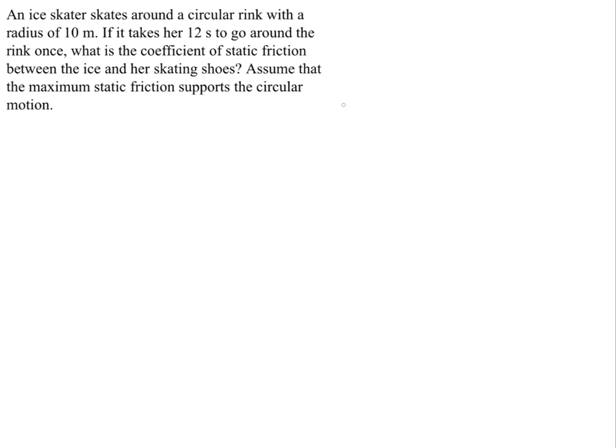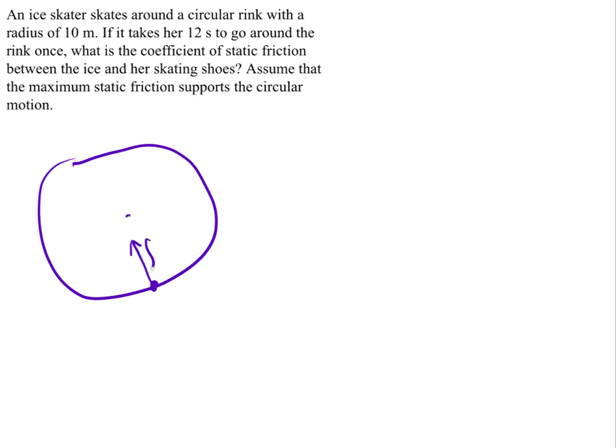So, if I draw this, it will look something like this. With this being the ice rink, this being the skater. Now, assume that this is the center, so this will be the direction of the static friction. Because the maximum static friction supports the circular motion, it's basically providing the centripetal force needed to keep the skater moving in a circle.